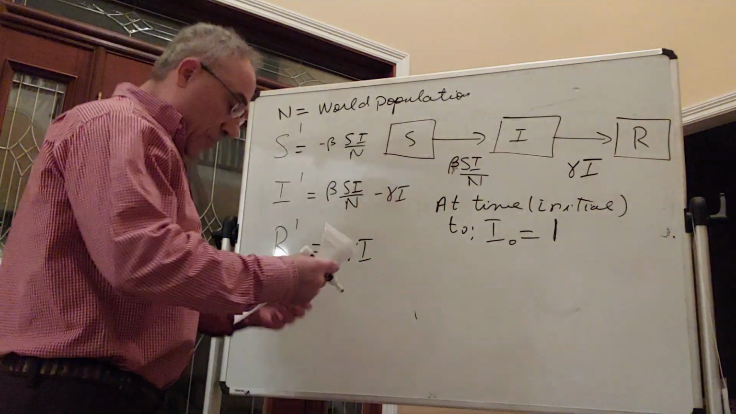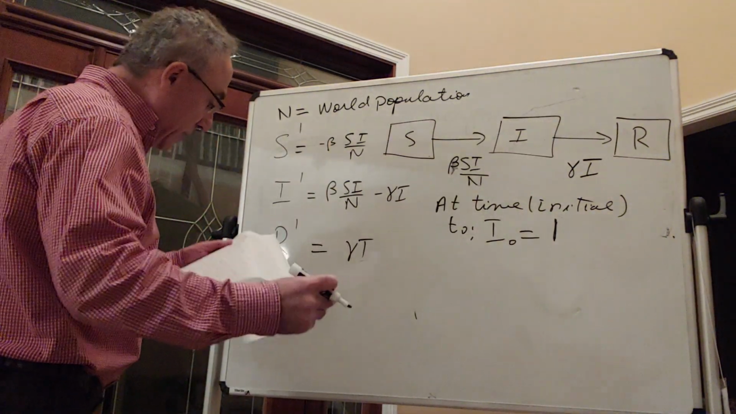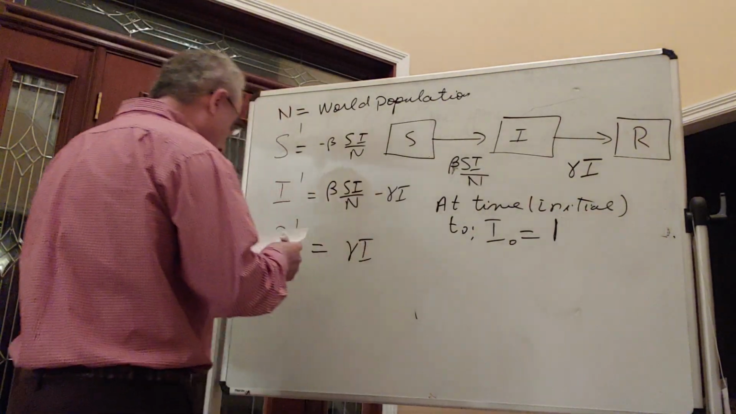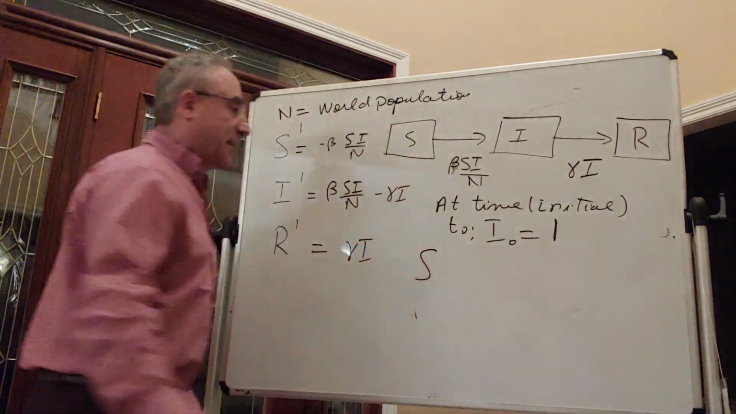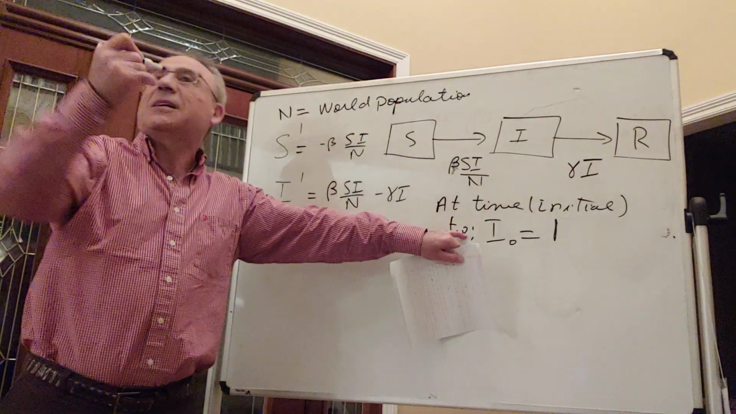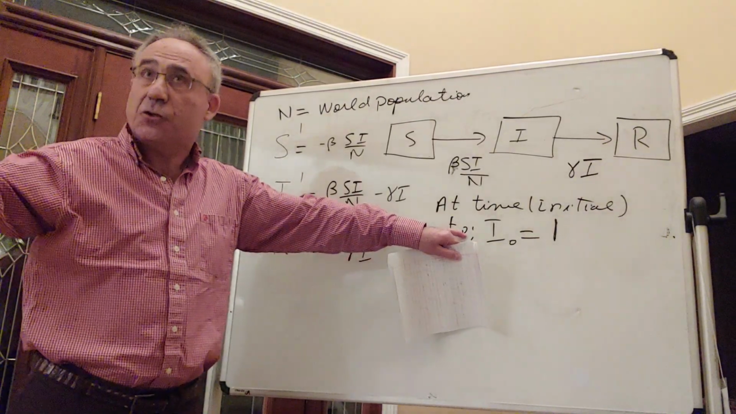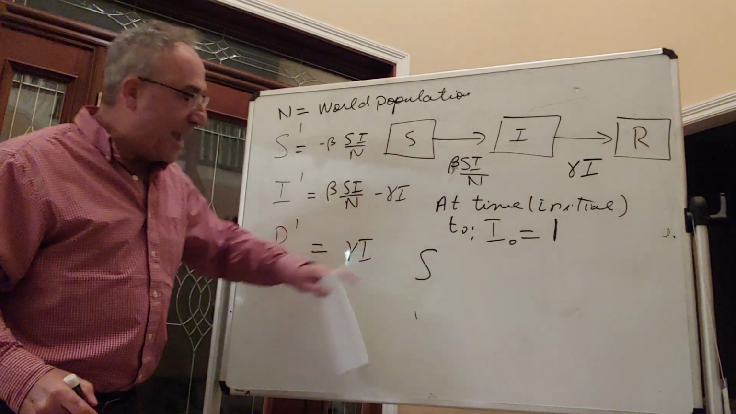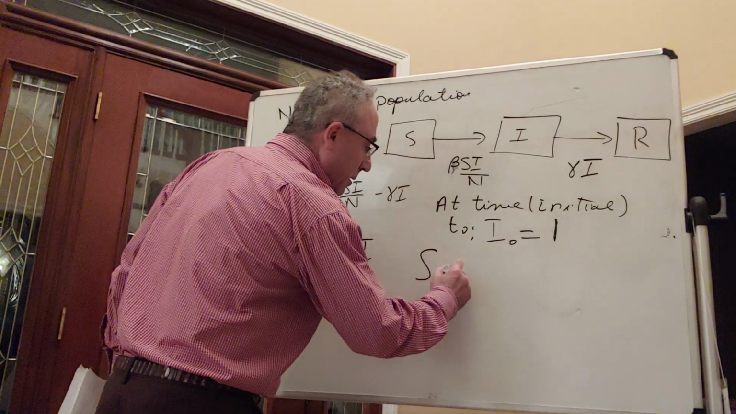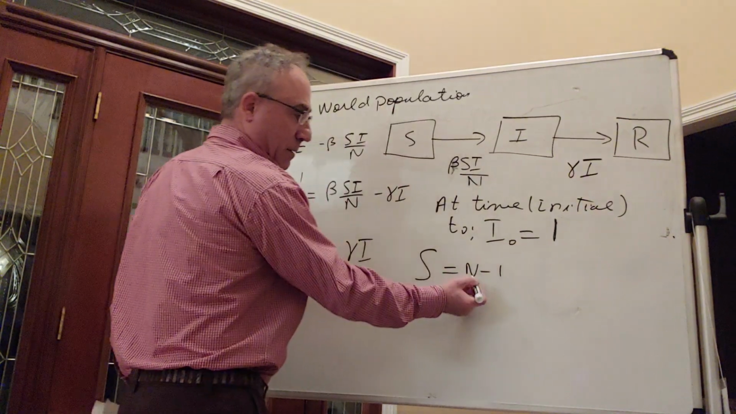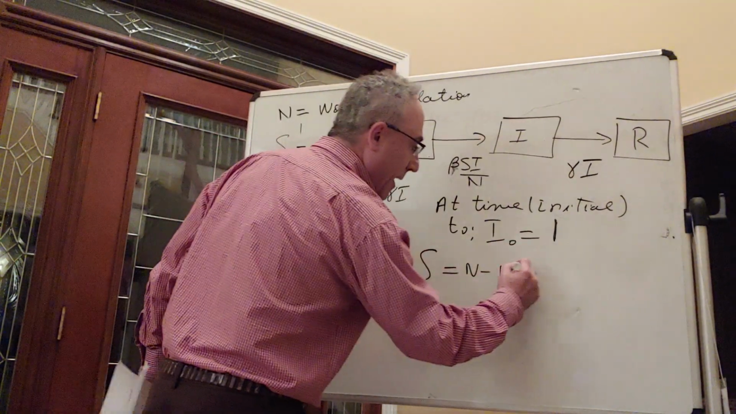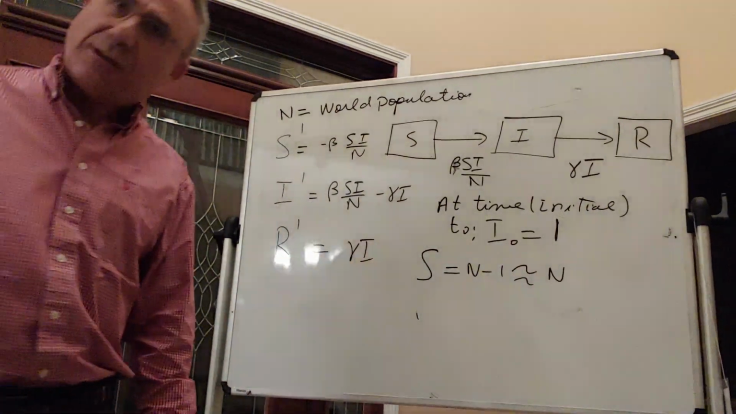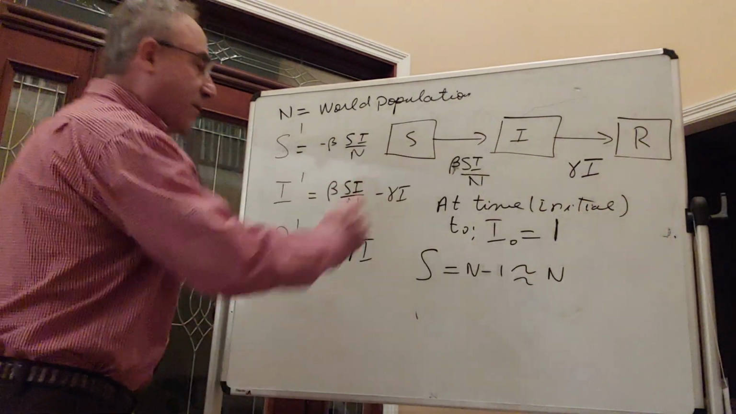Okay? So if I do that, S at T naught, I'm still talking about some initial time, let's say March 1st, when people really recognize the disease. So S is still about N minus 1. This is the total population minus 1. And let's say that is N, because the total population of the world is way bigger than the initial number of people who are infected.